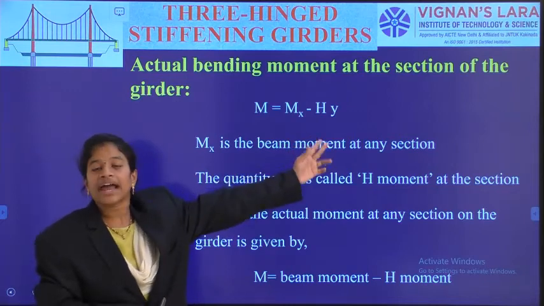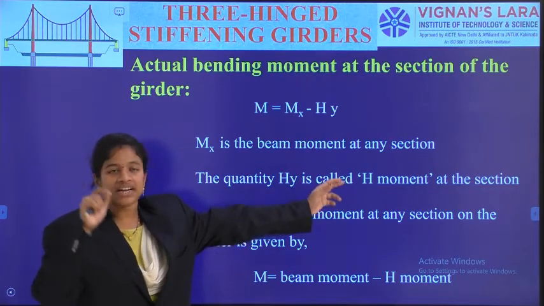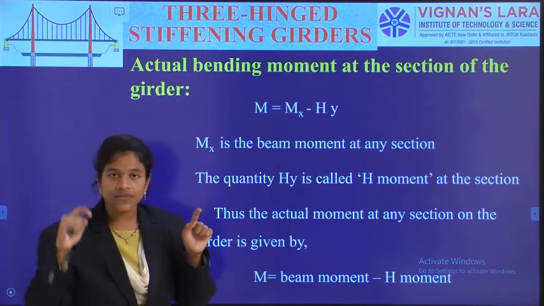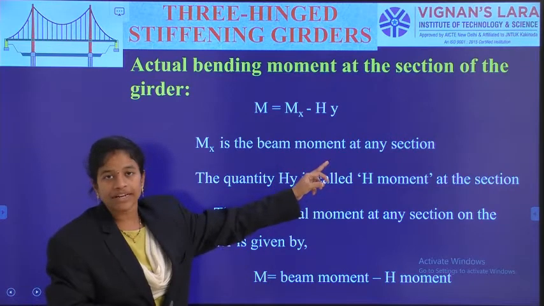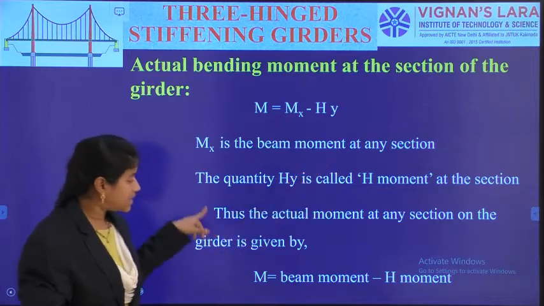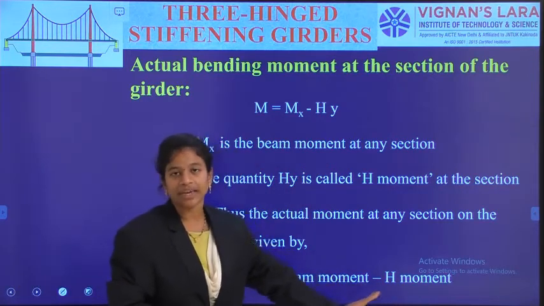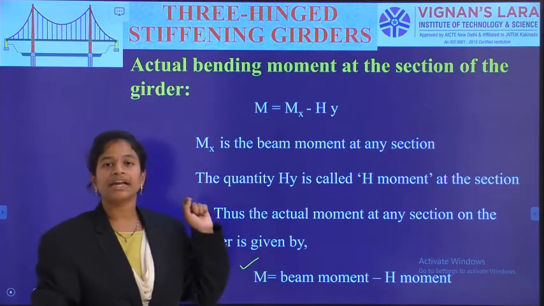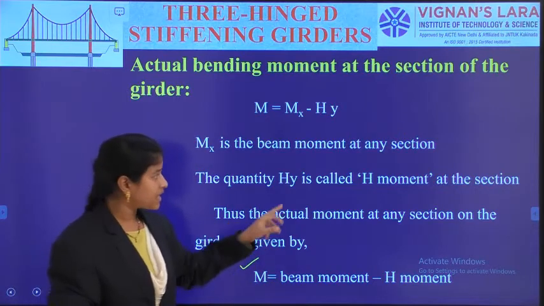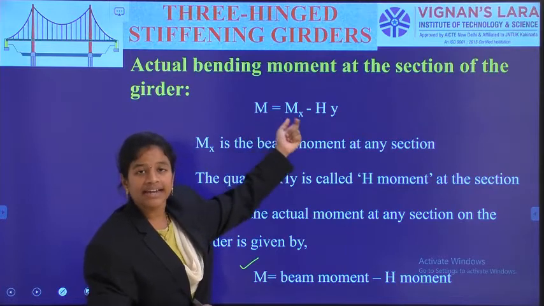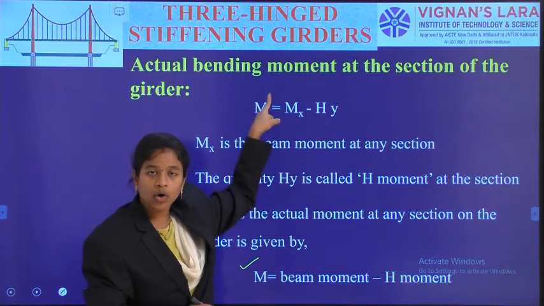As we know, at that particular y point, what is the y answer? At this section x in the cable, what is the y dip? That y we are multiplying, so H into y. In this way, the capital M beam moment minus the H moment will be calculated. So the actual bending moment at any section on the girder is the whole formula.